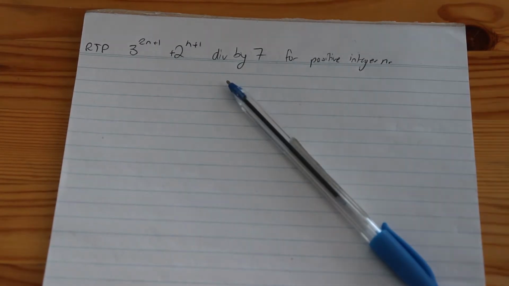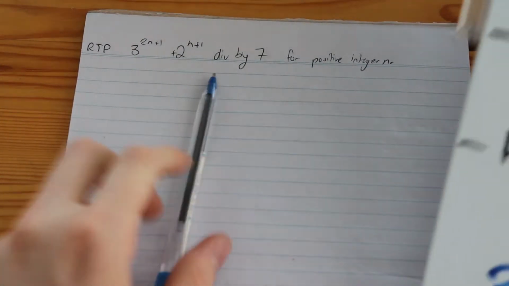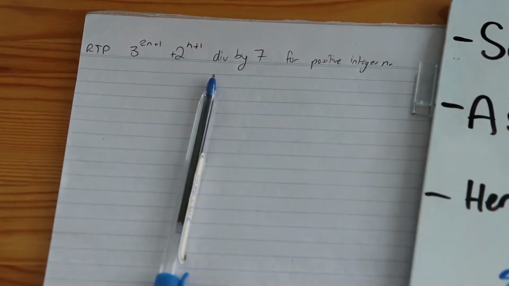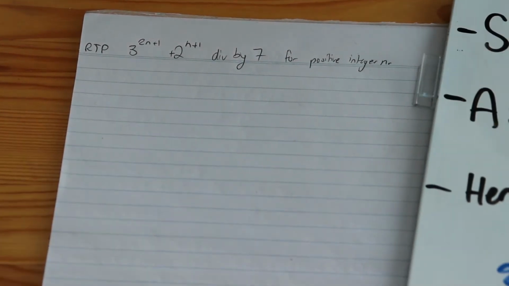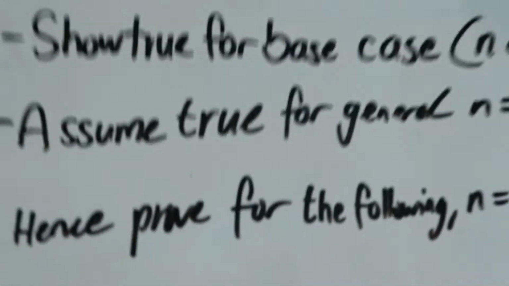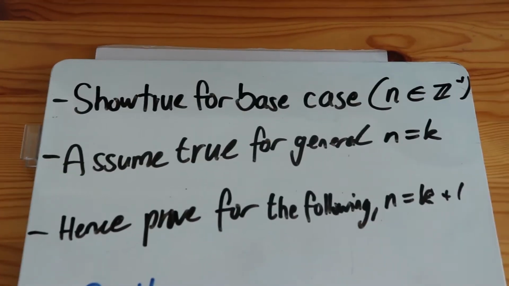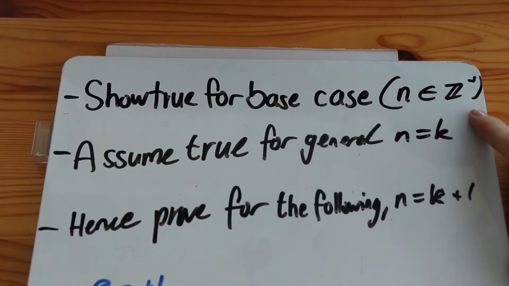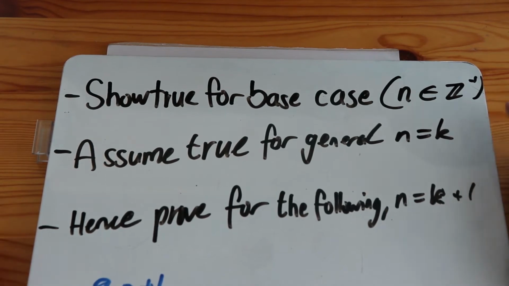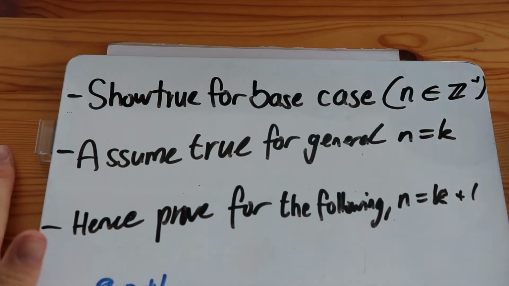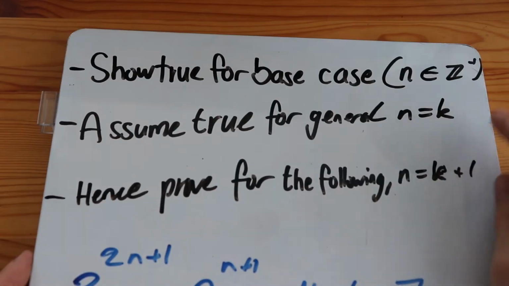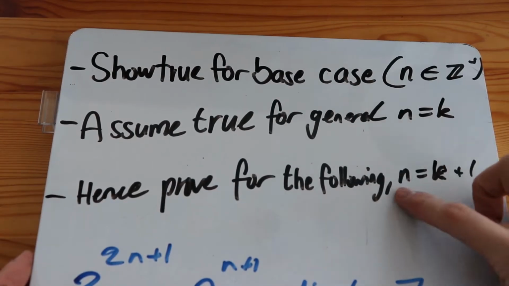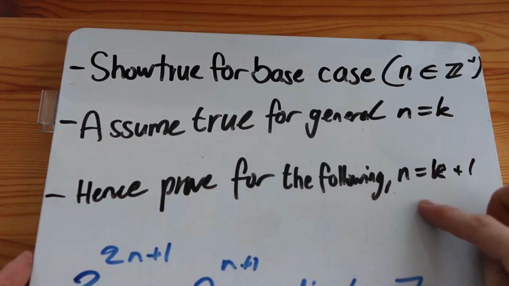So to do this question, we're going to use the same general steps of induction that we used in the previous induction question. These steps were, we can only look at the black writing: we show that it's true for the base case, we assume that it's true for the general term n equals k, and using that assumption we prove that it's true for the following integer where n equals k plus 1.